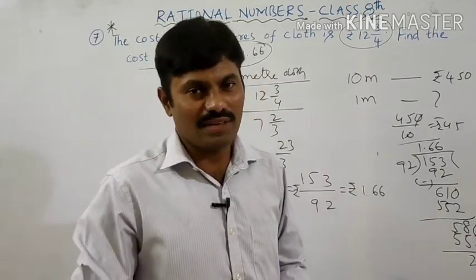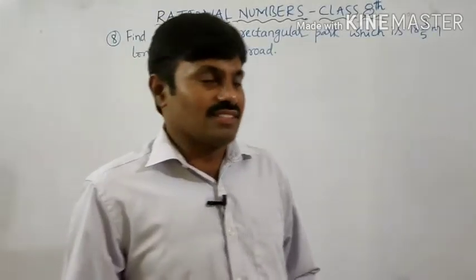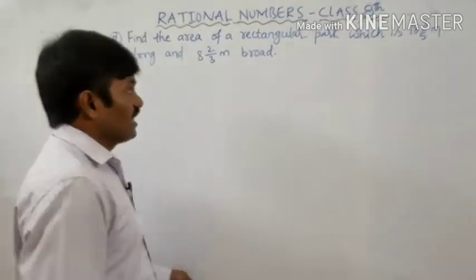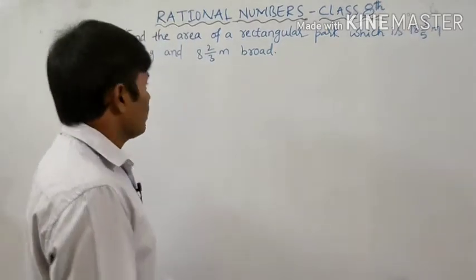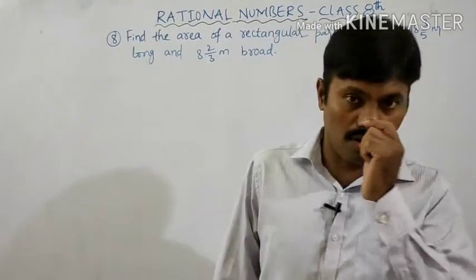Now we solve question number 8. Okay friends, question number 8 is: find the area of a rectangular park which is 18 3/5 meters long and 8 2/3 meters broad.